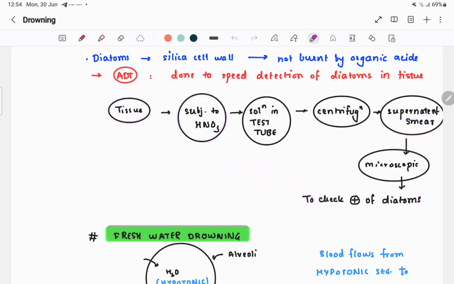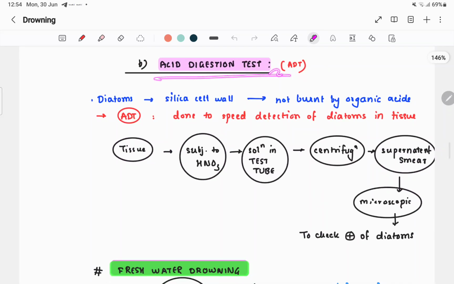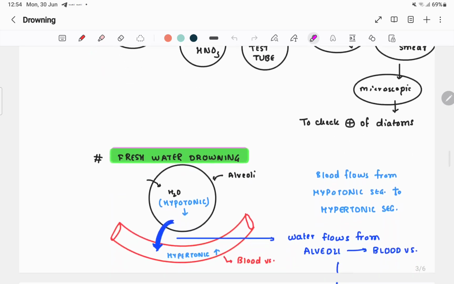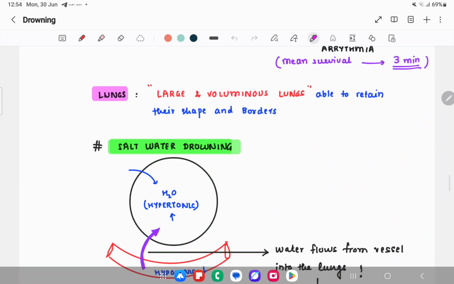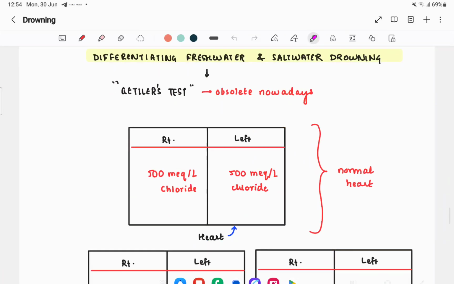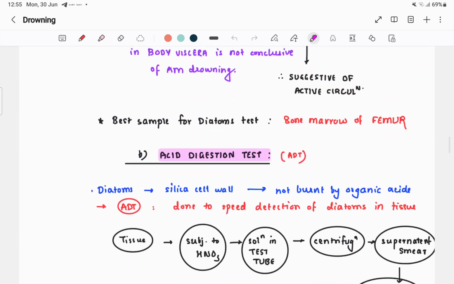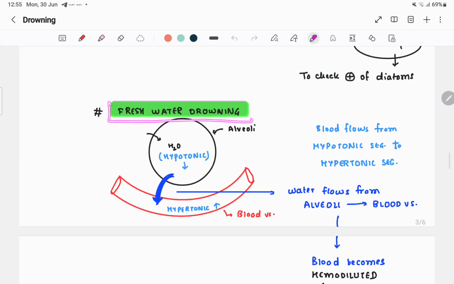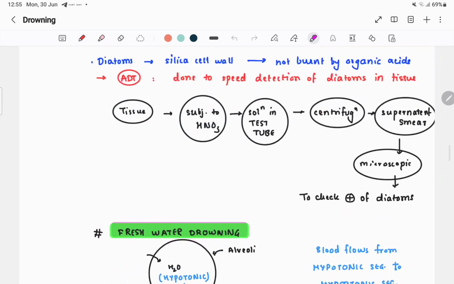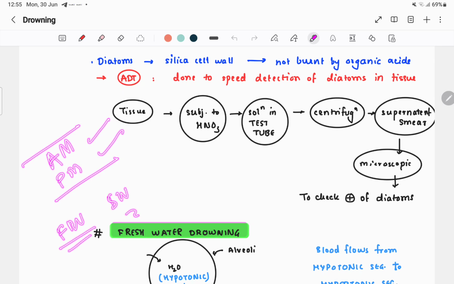Okay, so basically the acid digestion test is also for detecting diatoms, to speed the detection of diatoms in tissue. Okay, let's discuss freshwater and saltwater drowning. Next, freshwater drowning. So you determine whether it is antemortem or postmortem. Now we'll check if it is freshwater drowning or saltwater drowning.